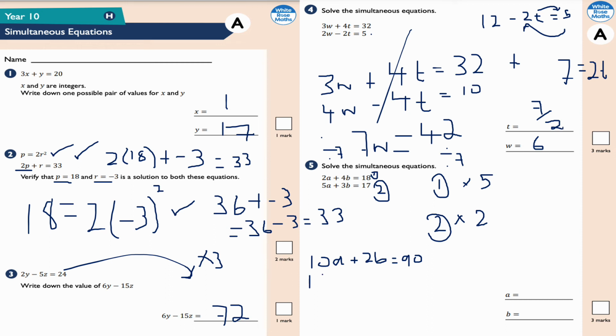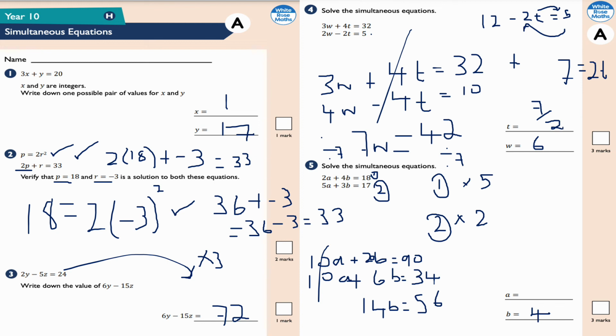5a times 2 is 10a. Sorry, it should be 20b there, not that. Plus 6b. Double of 17 is 34. I'm now going to subtract these equations. That's going to cancel. 20b minus 6b is 14b. 90 take away 34. Well, 90 take away 30 is equal to 60. Take away 4 is going to give me 56. Dividing by 14, I get that b is equal to 4.